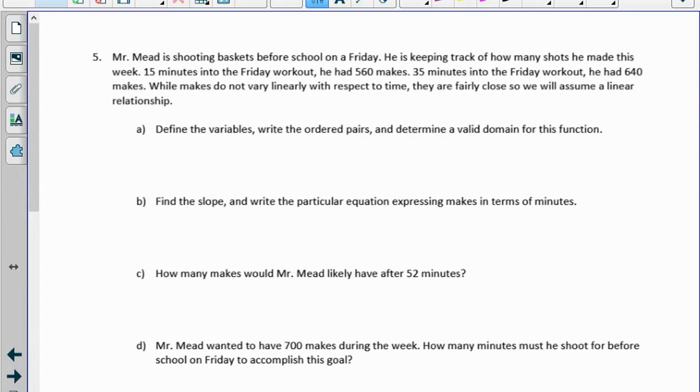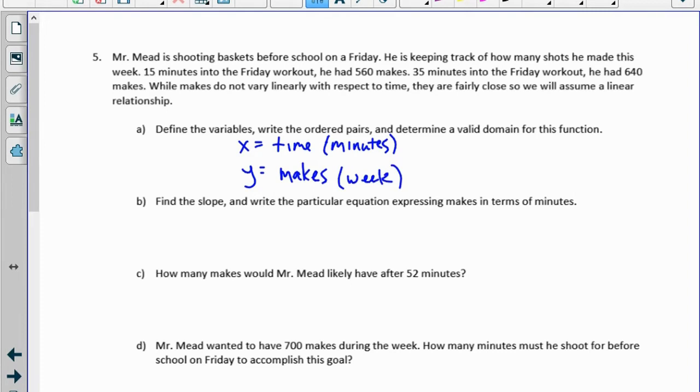One thing that you have to keep in mind, he's keeping track of how many shots he made this week. So these numbers do not represent the numbers in this particular workout. They represent the numbers overall in the week. So we're going to determine the variables. X is going to equal time in minutes. And this time only represents the time that he's done on Friday. Y represents the makes, but these makes represent the makes all week. So that's something that we have to keep in mind.